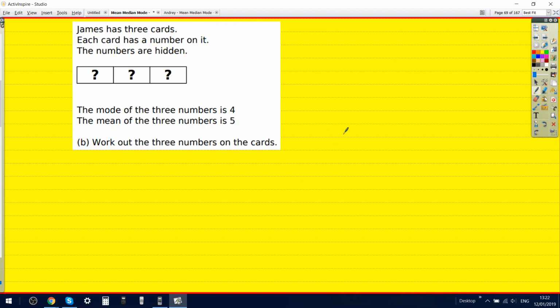Okay, how about this? James has 3 cards. Each card has a number on it. The numbers are hidden. The mode of the 3 numbers is 4. The mean of the 3 numbers is 5. Work out the 3 numbers on the cards. Okay. So we know one of the numbers is 4. And we know it has to be less than 4 or 4. The mean of the numbers is 5.